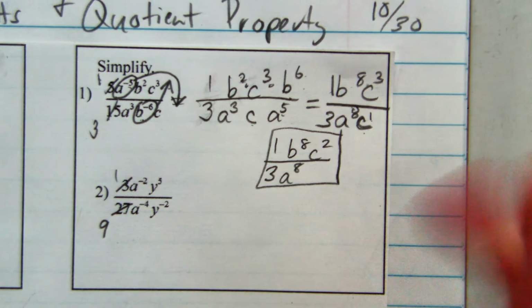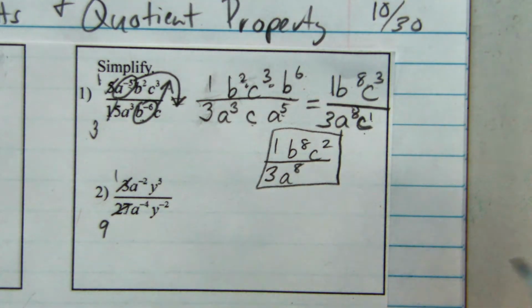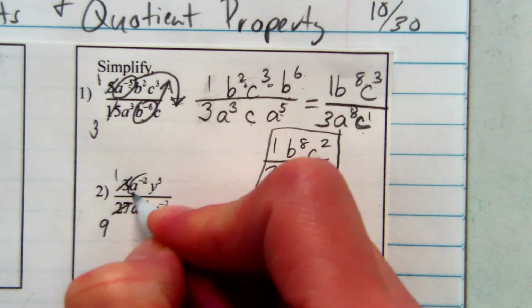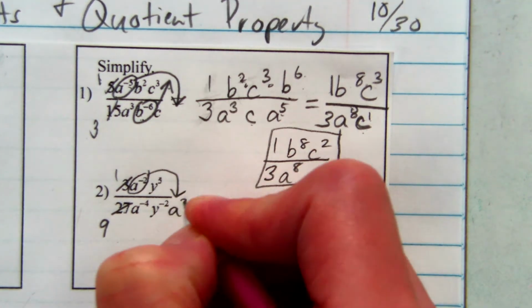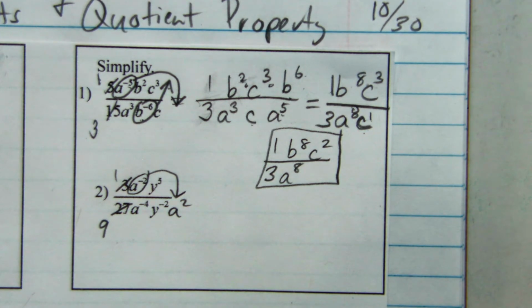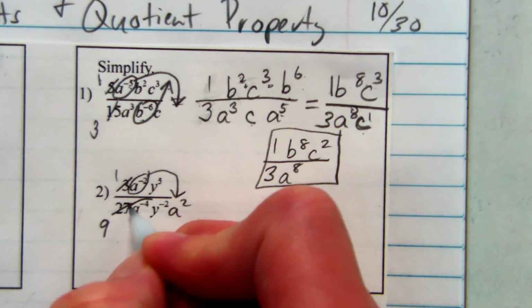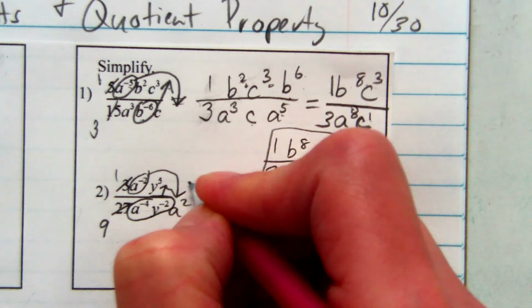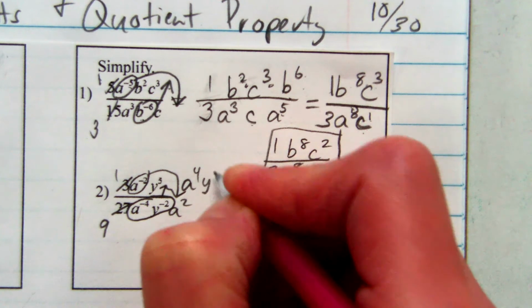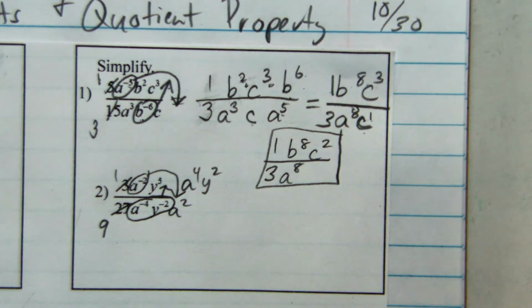All right, so what I'm going to tell you to do, let's flip everything that has a negative power. So this a to the negative 2 is going to come down here. If you want to rewrite it, a squared down here, if that helps you, let's do that. And then this a to the negative 4th and y to the negative 2nd are both going to go up. So I'm going to put an a to the 4th y squared up there. So hopefully that makes sense.